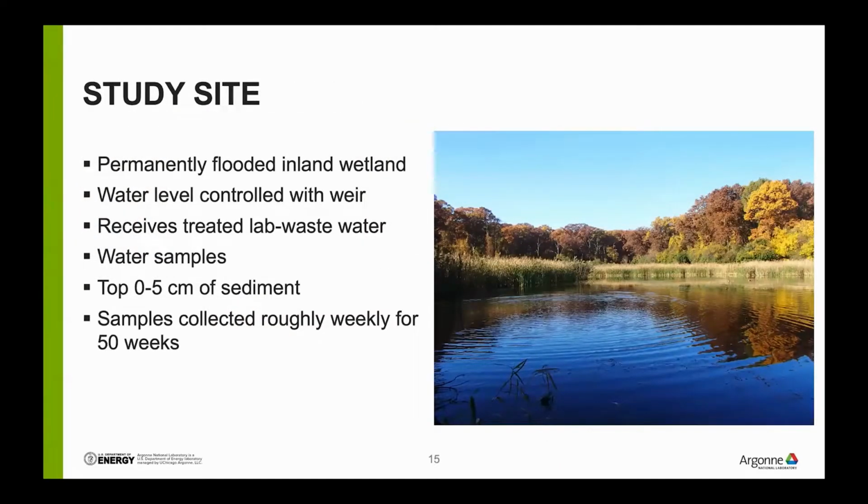The study site is one of the wetlands here at Argonne. There are more than 30 wetlands on site, and I study most of them for various reasons at different times. But this is a permanently flooded inland wetland. It has a water level control structure, so the water level tends to be pretty constant. It does drop a little bit more in the summer when there's just not enough water because of evapotranspiration in the area. It receives some treated lab wastewater, so it's a little bit nutrient heavy, but it's been treated, so it's not too bad. We collected water samples and the top 5 centimeters of sediment roughly once a week for 50 weeks.